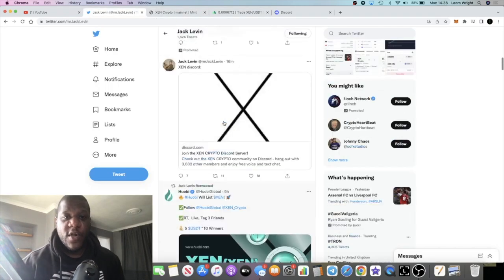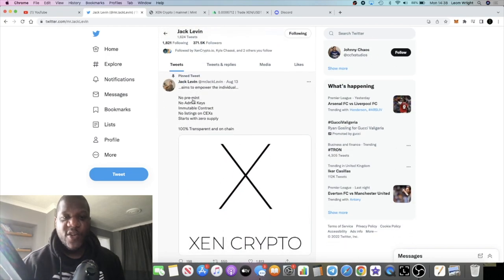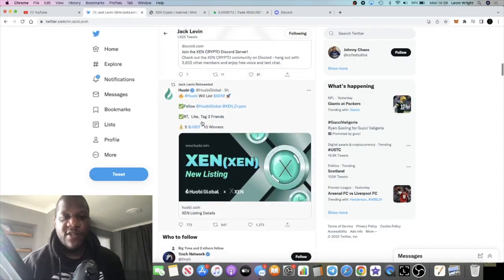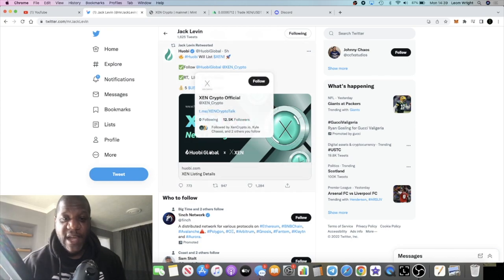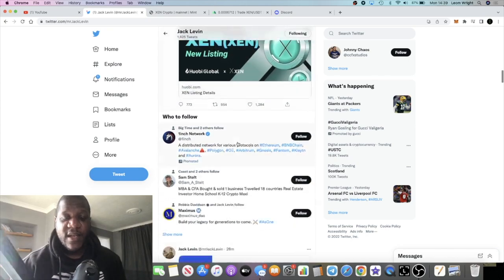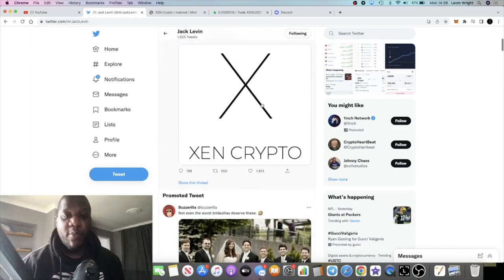If you go to the actual Twitter, you will see the pinned tweet. It says no pre-mint, no admin keys, no listings on central exchanges, right? But obviously that has changed, first of all, with MEXC Global, right? And now we have a tweet from Jack Levin who says that Huobi Global is going to be listing XEN. I'm not sure if it's today, tomorrow, but they are going to be listing XEN. And not only Huobi, but Gate.io will list XEN Crypto. So I think that is super bullish.